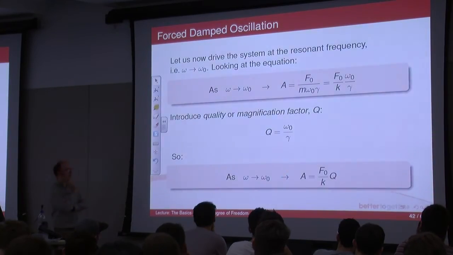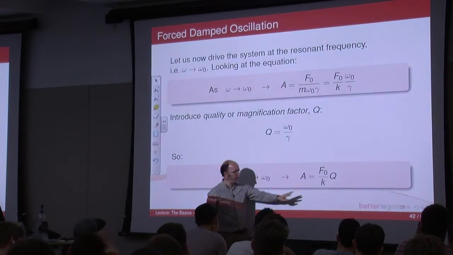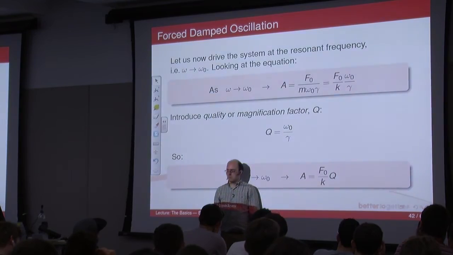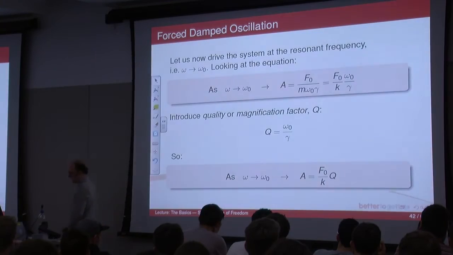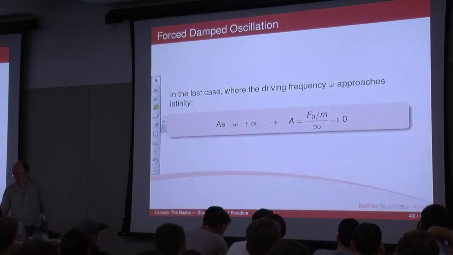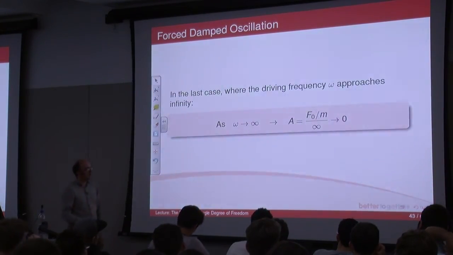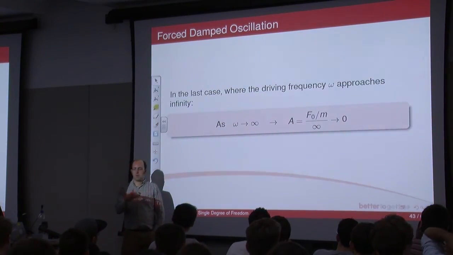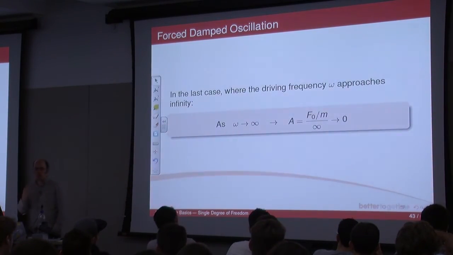And so you can say that the amplitude, when you've got omega approaching your natural frequency, is going to be some factor multiplied by your static displacement, and that factor Q is dependent upon your system. And then, in the case where the driving frequency approaches infinity, our A equation will end up being F naught divided by m divided by infinity, and obviously that's approaching 0. So again, the same situation happens.